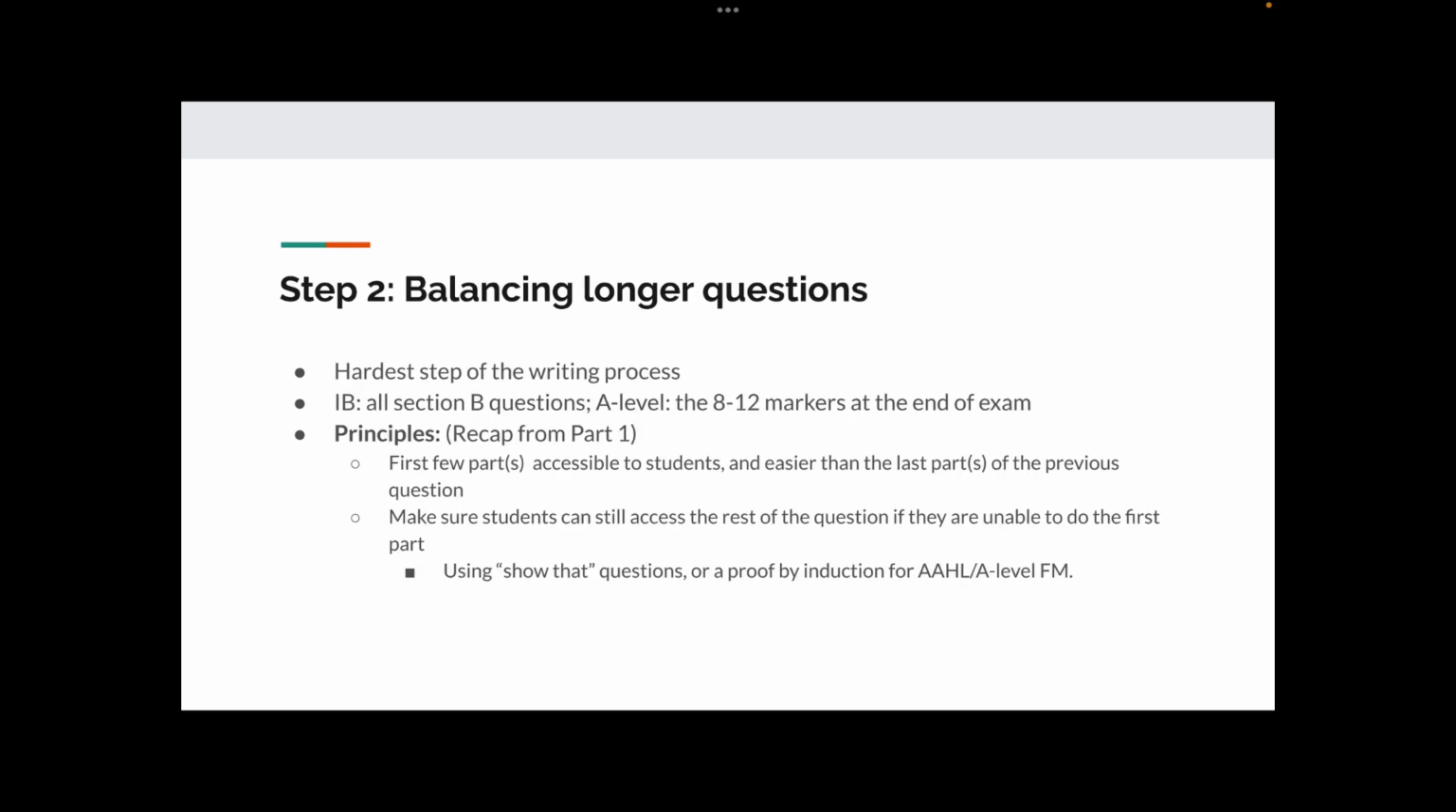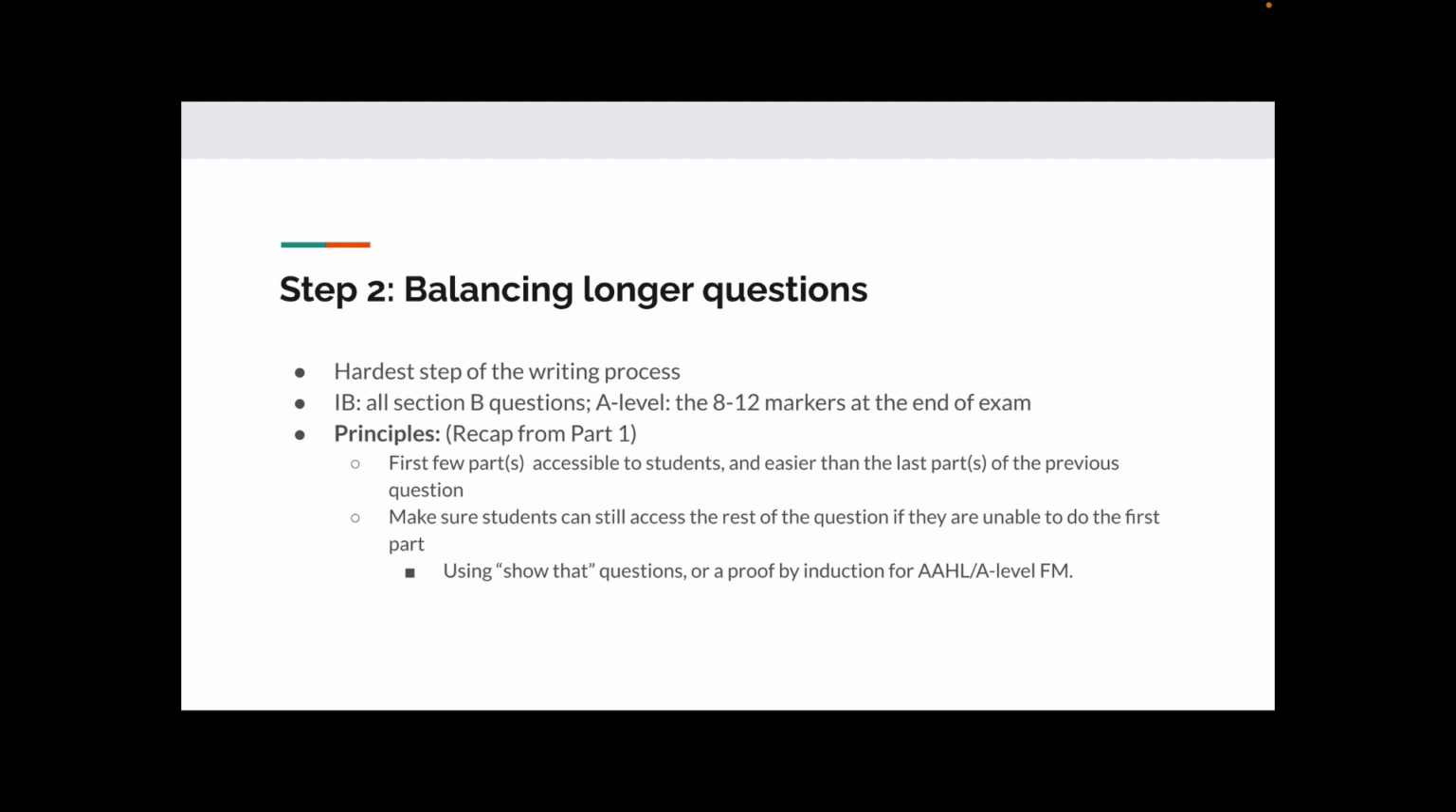Step 2, balancing the longer questions. In IB, these are section B questions. For A level, it's the last few 8 to 12 markers that are a bit tricky to write.